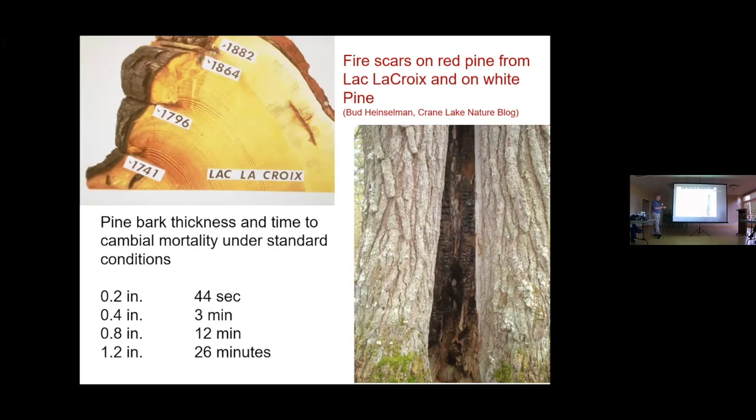And here's a white pine with a scar, and you can see here for bark 1.2 inches thick, which would be your 300-year-old red or white pine, 26 minutes before it will kill the cambium. Whereas 0.2 of an inch thick, which is a balsam fir, 44 seconds before it'll kill the cambium. So it shouldn't be surprising that a surface fire causes really differential mortality among trees depending on the size of each tree and the species of each tree.